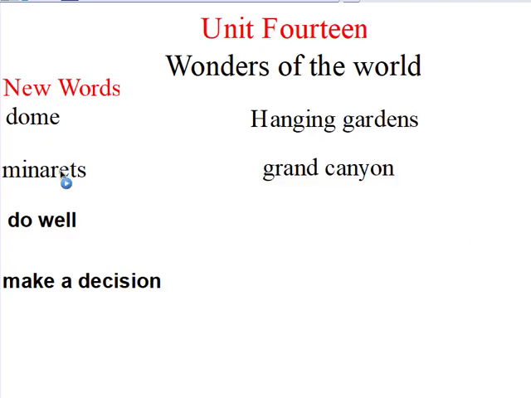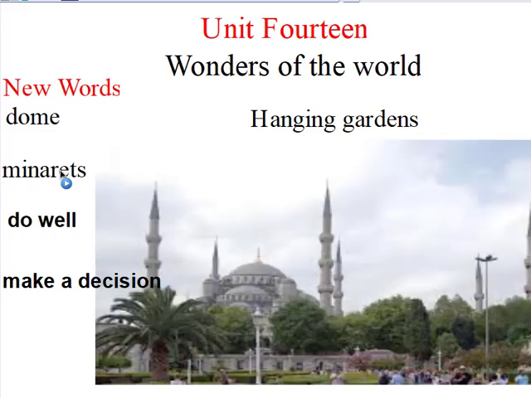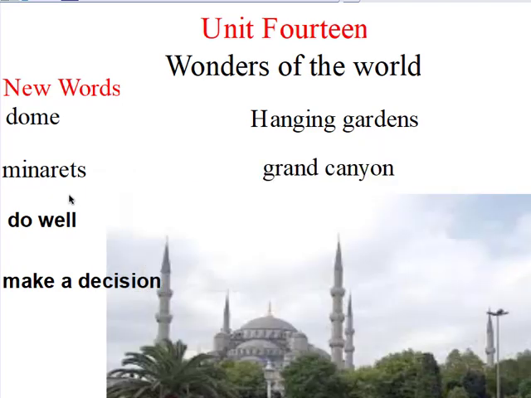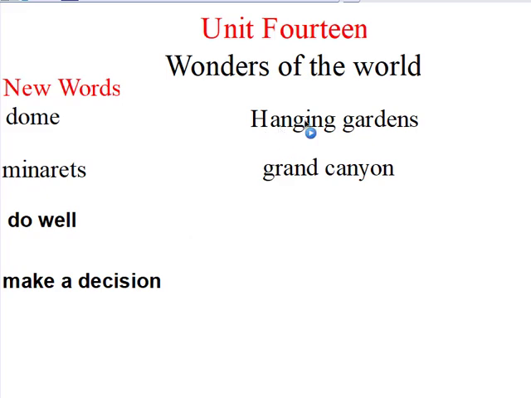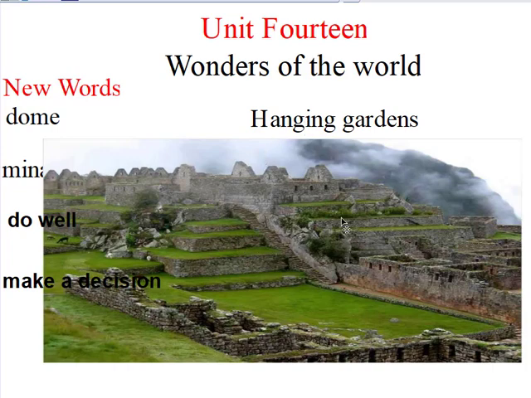Number two, minarets. These are the minarets, the tall buildings of the mosque. These are called minarets. Number three, hanging gardens, like these gardens. They are located in Iraq.